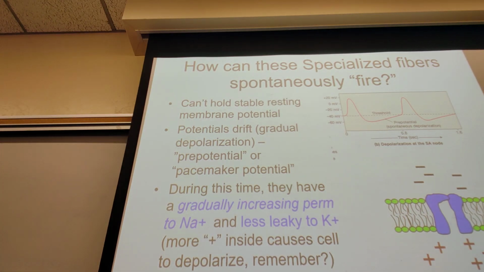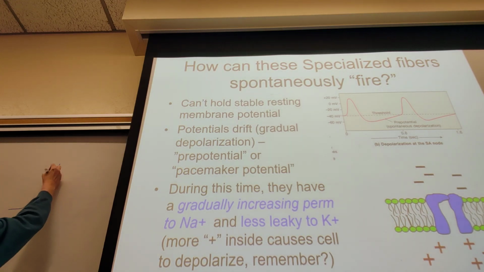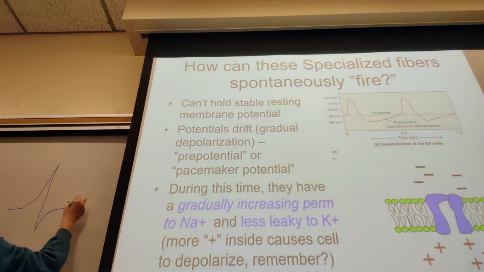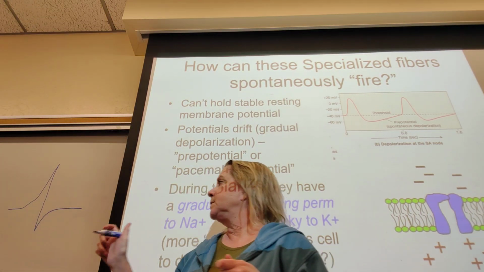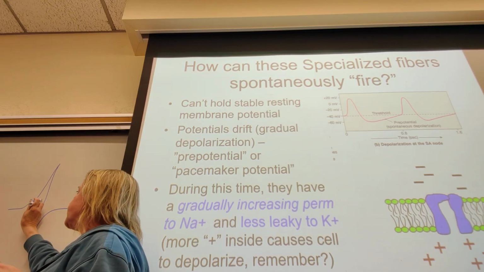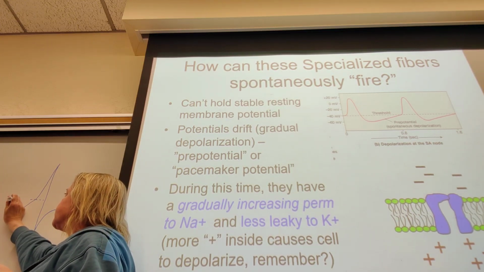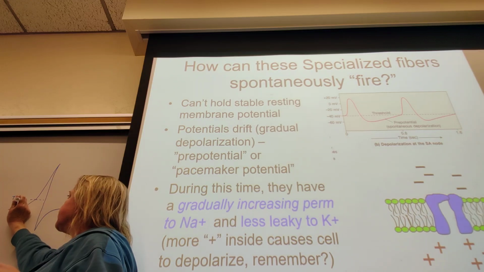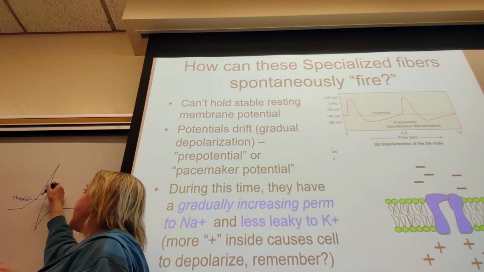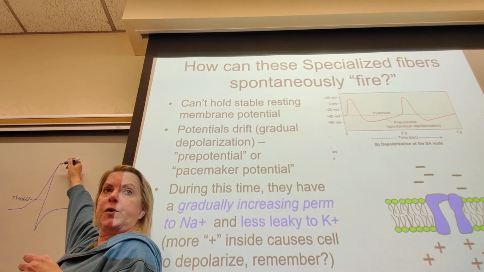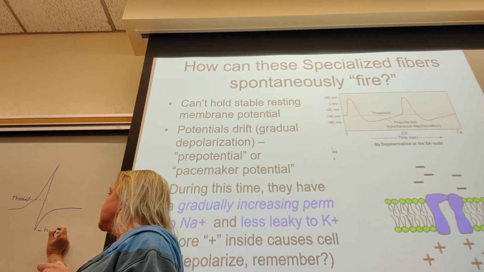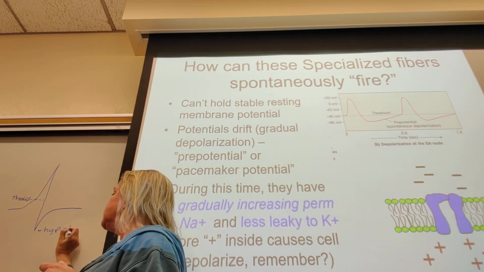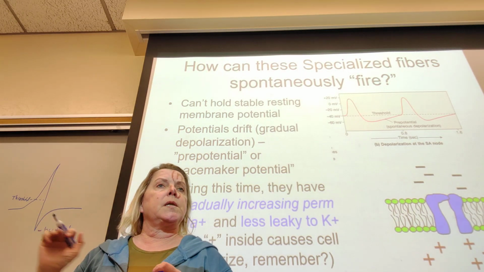I'll remind you that in a typical neuron, this is pretty much what your action potential looks like. There's threshold, then we have the spike, the upstroke, the downstroke, where we have hyperpolarization. I'm just going to put hyperpol. And then we go back to resting membrane potential.